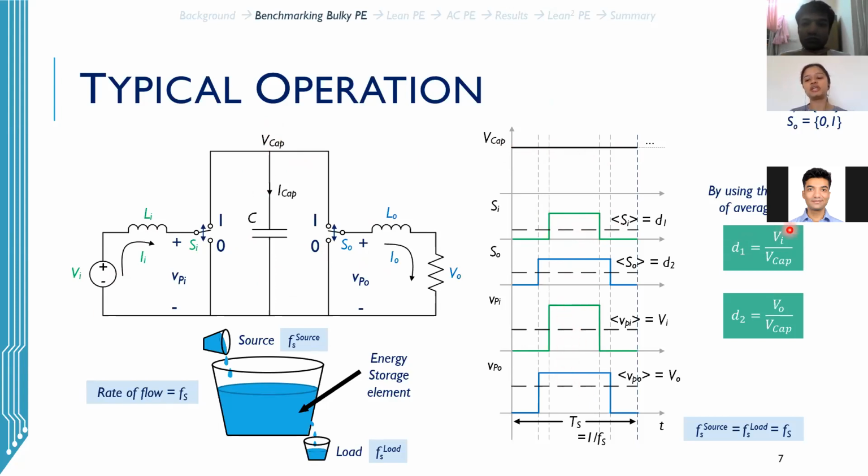Then we can do duty ratio calculation using the principles of averaging, which is shown right here. So I would like to typically draw an analogy between this typical operation and this example shown at the bottom right here, wherein we can compare this bulky energy storage element to a big bucket of water. The source and the load transfer energy, which is typically insignificant as compared to the energy which is stored in the energy storage element right here.